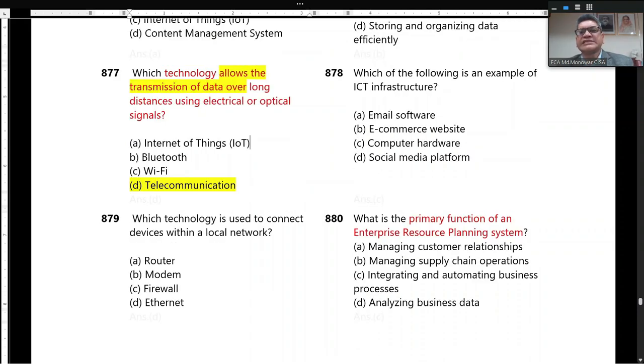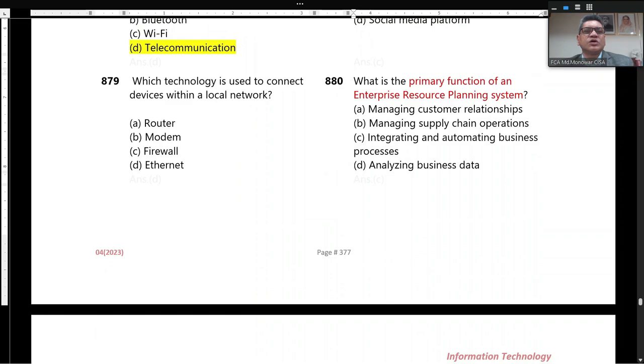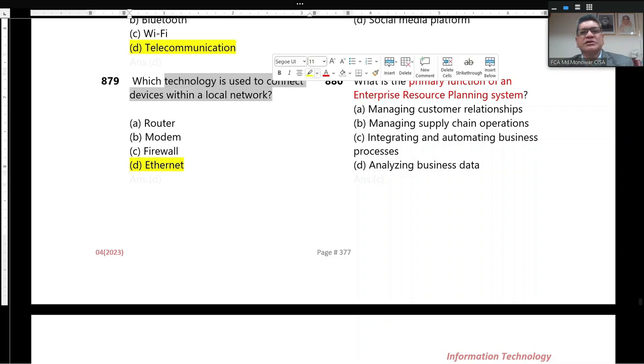Which of the following is an example of ICT infrastructure? Computer hardware. Which technology is used to connect devices within a local network? It is Ethernet. So Ethernet technology is used to connect devices within a local network.